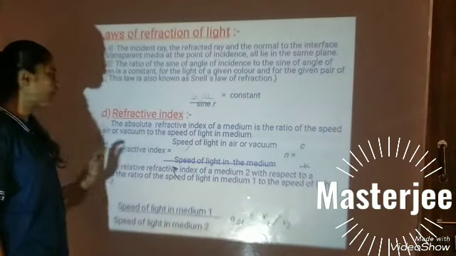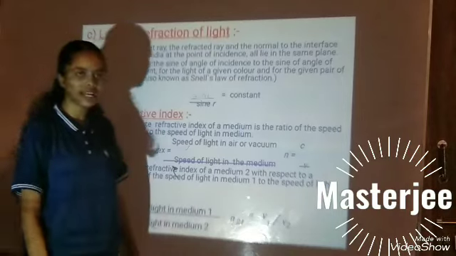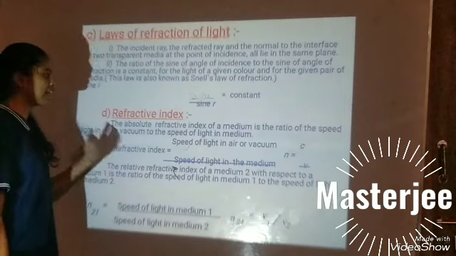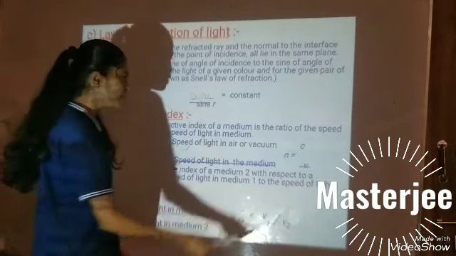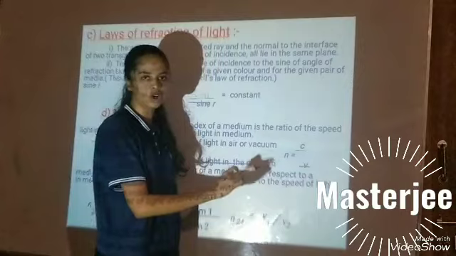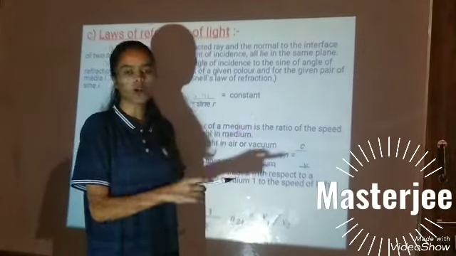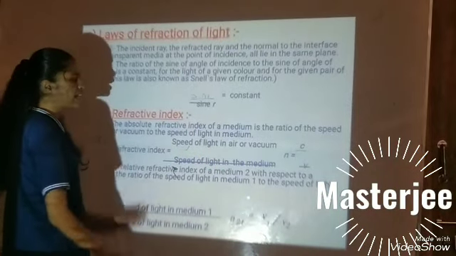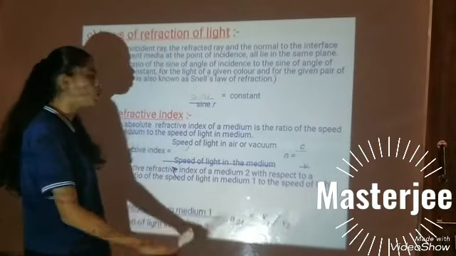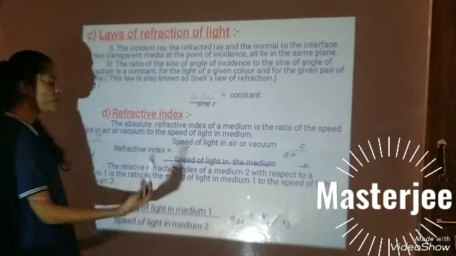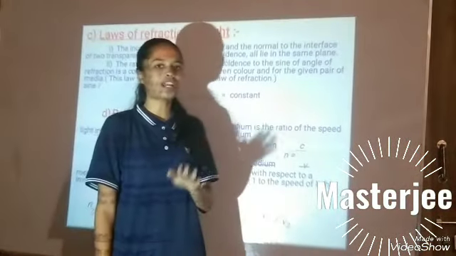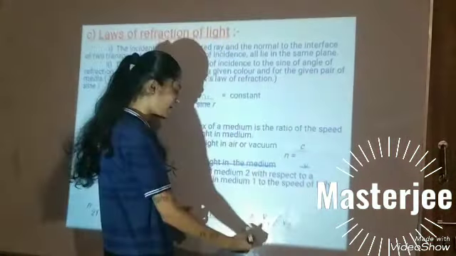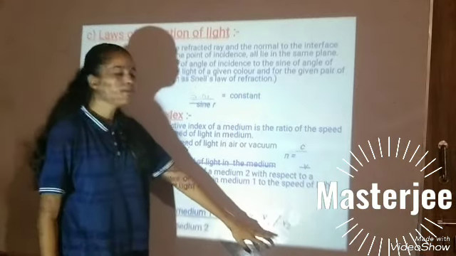Now let's see what refractive index is. The absolute refractive index is the ratio of the speed of light in vacuum to the speed of light in the medium. Generally, c represents the speed of light, which is equal to 3 into 10 power 8 meter per second. The relative refractive index is given as the speed of light in medium 1 to the speed of light in medium 2, that is, v1 by v2.